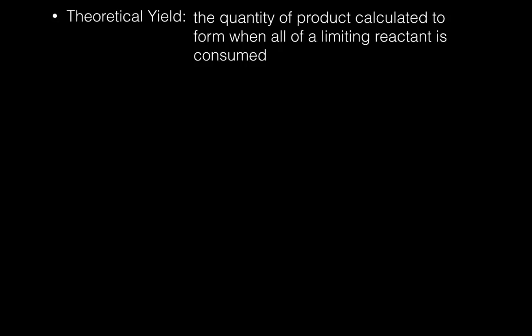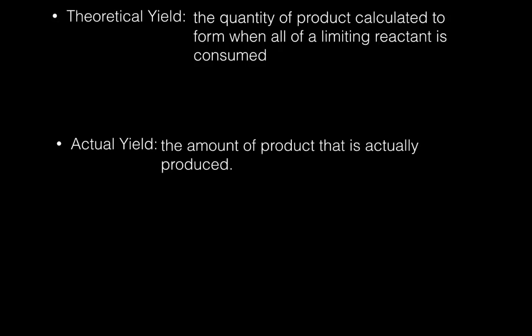Now the theoretical yield is not going to be formed. Instead, what is actually formed in the lab is what we call the actual yield, and that is the amount of product that is actually produced. In order to calculate how successful we were in creating our product, if we're going to sit down in the lab and actually create our product and measure how much of our product we were able to synthesize, we use what's called percent yield.